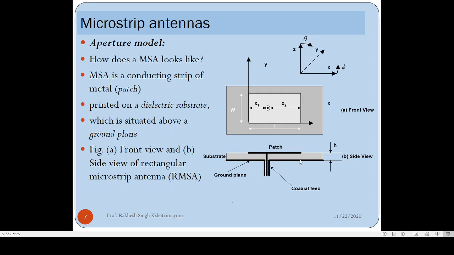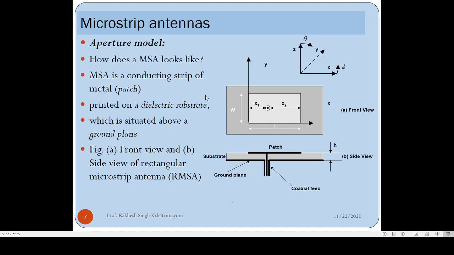Then in the lower part you have a ground plane, which is also completely metal. This patch is metal. This ground plane is also metal. Basically, a microstrip antenna or any kind of antenna is a passive device. You need a source to excite this antenna. So usually we use a coaxial cable. Coaxial cable will have an inner conductor and an outer conductor. This is the outer conductor, this is the inner conductor. How do you feed this microstrip antenna or patch? You connect the outer conductor of the coaxial cable to the ground plane and the inner conductor to the patch. That's how you do the coaxial cable feeding of the microstrip antenna.